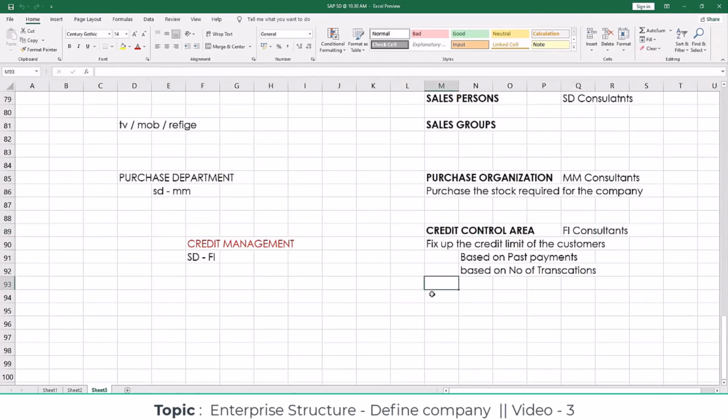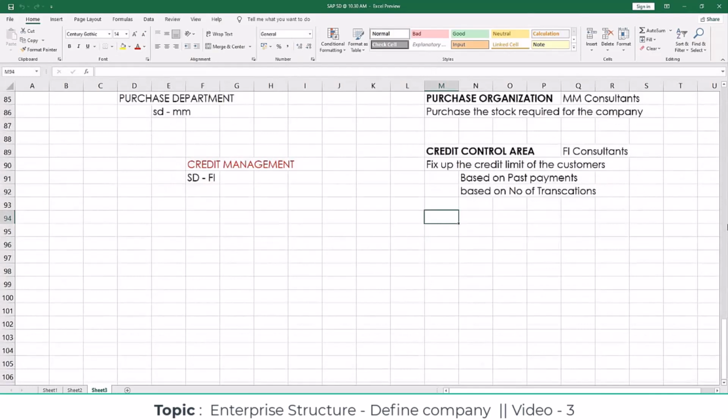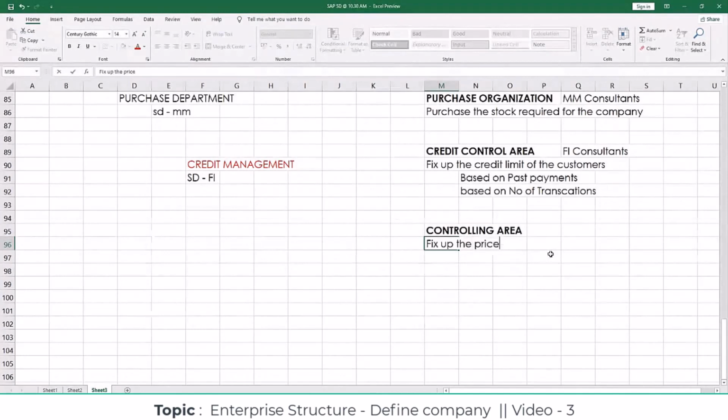Now there are two more terminologies. One on the name of controlling area over here. Now what exactly is the use of this controlling area? They basically fix the price of the product. At what price we need to sell the product in the market, that particular price is going to be fixed by this controlling area over here.